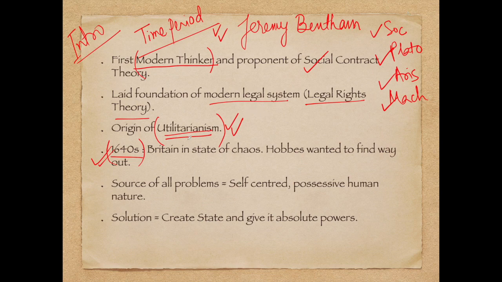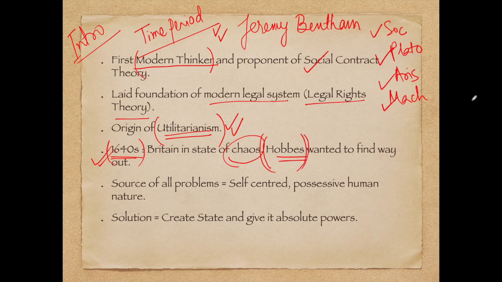Now, in case of Hobbes, he was there in the early half of the 17th century, and it was in this period that Britain was in a state of chaos. There was a lot of civil strife, a lot of anarchy, a lot of unrest going on, and Hobbes was someone who wanted to find a solution to this problem.